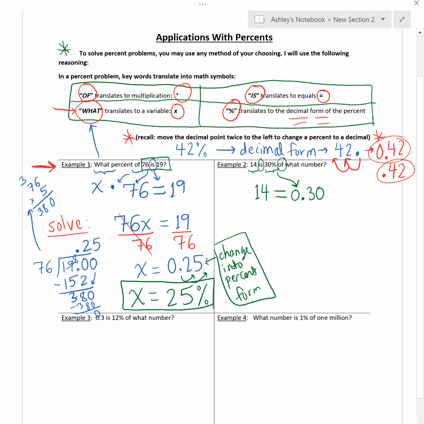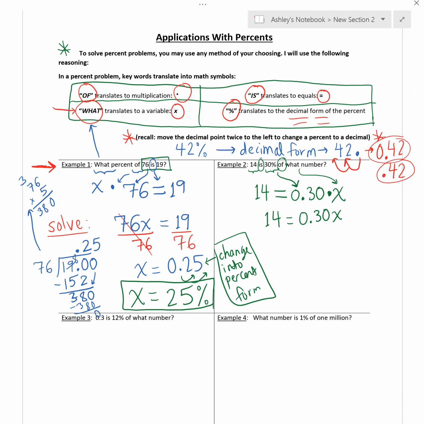The word of, what did that mean again? Oh yeah, multiply. Gotcha. And then what number? Oh yeah, the thing you don't know, the number you're looking for is going to be x. Or if you see the word what, you know you're going to use a variable. All right, this one looks pretty good, huh? And like we discussed before, I don't know if I would put that multiplication symbol every time. You can probably just put 0.30 and x next to each other, and that's good enough.